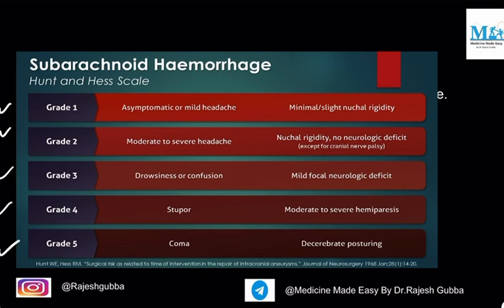Now you take grade 1. Grade 1 is that the individual is mostly asymptomatic, or they'll have mild headache, and there will be minimal or slight nuchal rigidity. Grade 2 is that there is moderate to severe headache, whereas the neurological deficit, if you see, they will have no neurological deficit except for cranial nerve palsy. Along with that, there is also nuchal rigidity.